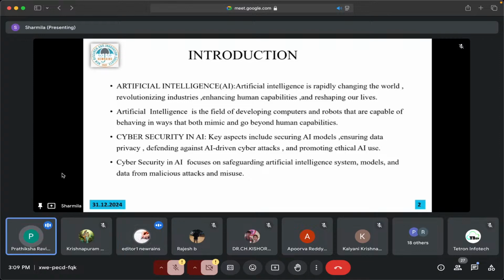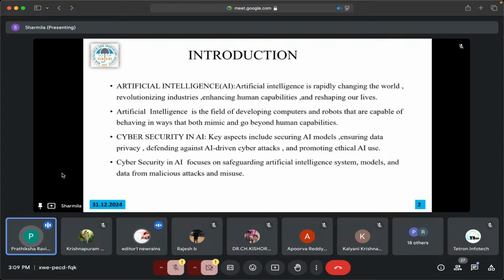Rapidly changing the world. Artificial intelligence is the field of developing computers and robots that are capable of behaving in ways that both mimic and go beyond human capabilities. Cybersecurity in AI. Aspects include securing AI models, ensuring data privacy, defending against AI-driven cyber attacks, and promoting ethical AI use. Cybersecurity in AI focuses on safeguarding artificial intelligence system models and data from malicious attacks and misuse.